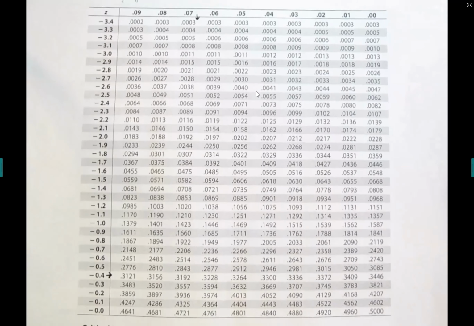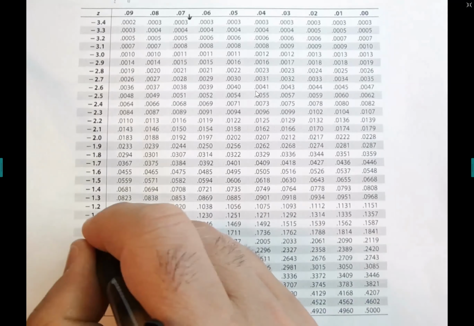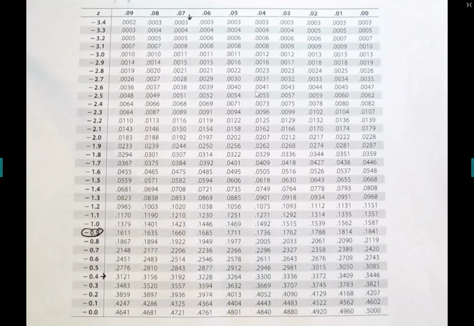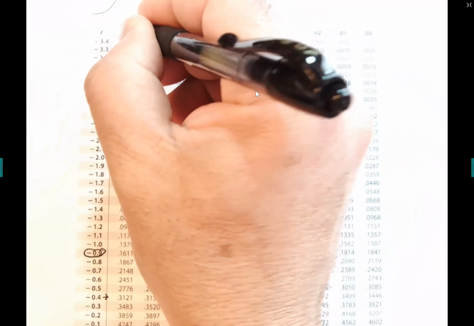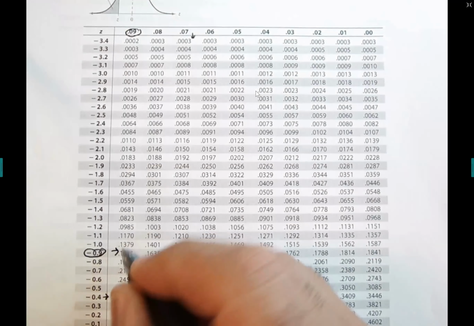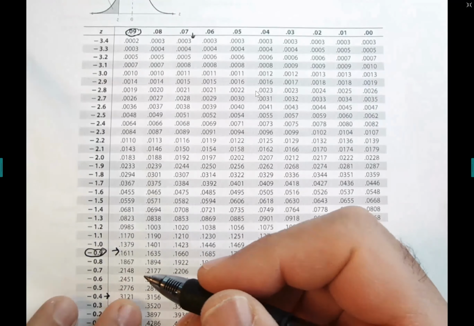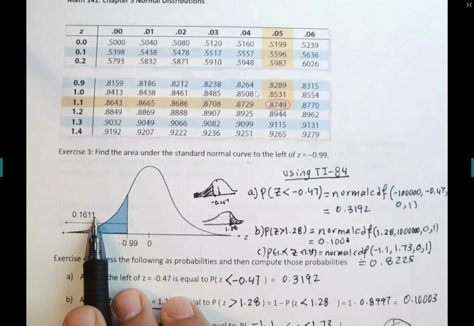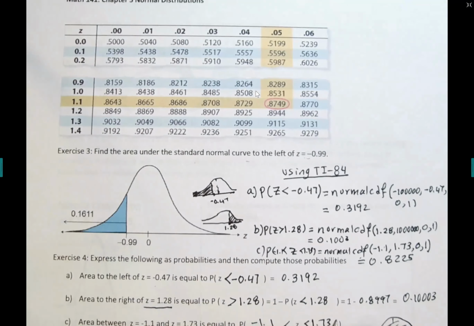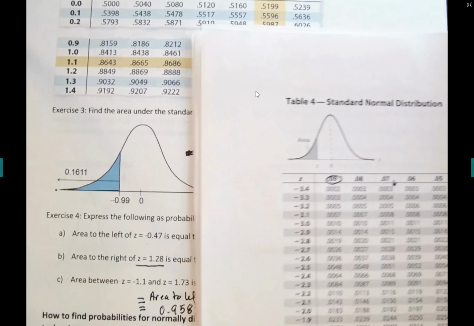Where is negative 0.99? So you need the negative 0.9 to begin with. And then the other 9. Where is the other 9? It's right here. Perfect. So it's going to be right here. 0.1611. And you can see, guys, that this is a 0.1611. That's the answer. Okay. Let's do a few more using tables, and then we will be using the calculator in a second.